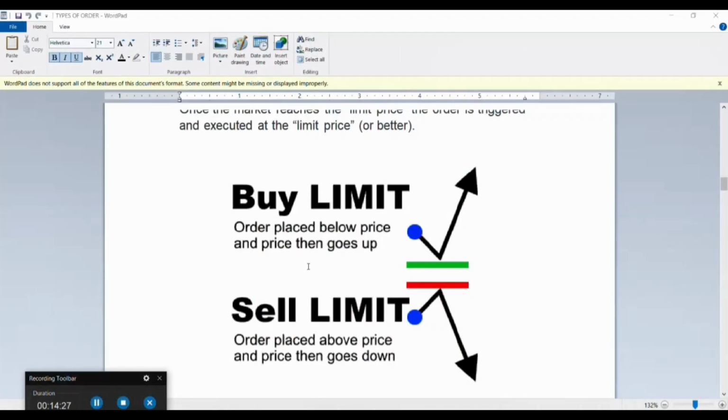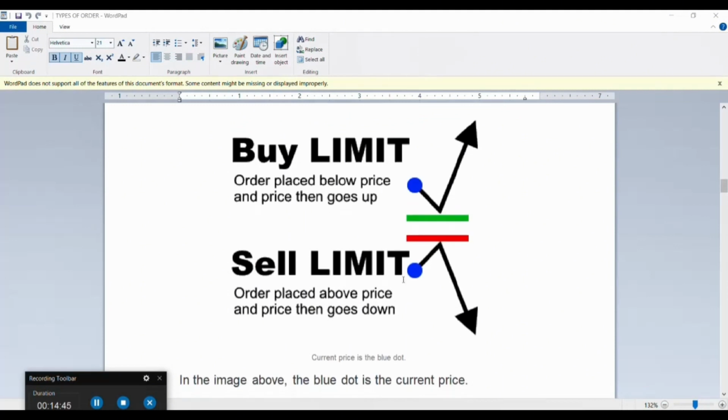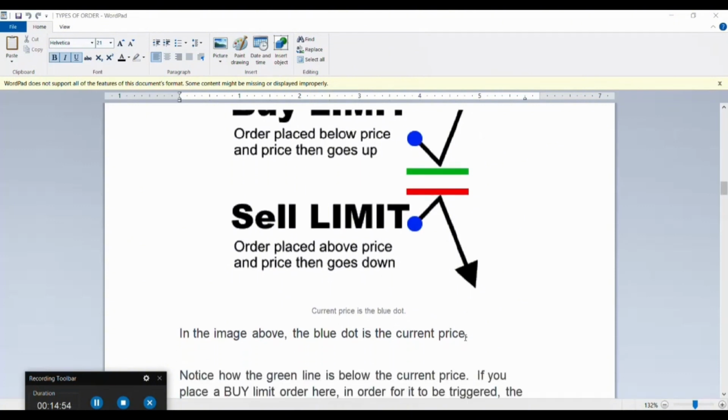So if we look at an example here, a buy limit order is placed below price, and price then goes up. You have talked about that. You believe that price is going to bounce off a certain level and you place an order. If price actually bounces off that level and goes up, then you were right. That's a buy limit. A sell limit is placed where you believe that price is going to bounce above the current market price. If price actually bounces above that current market price, then you were right. It's going to sell off.